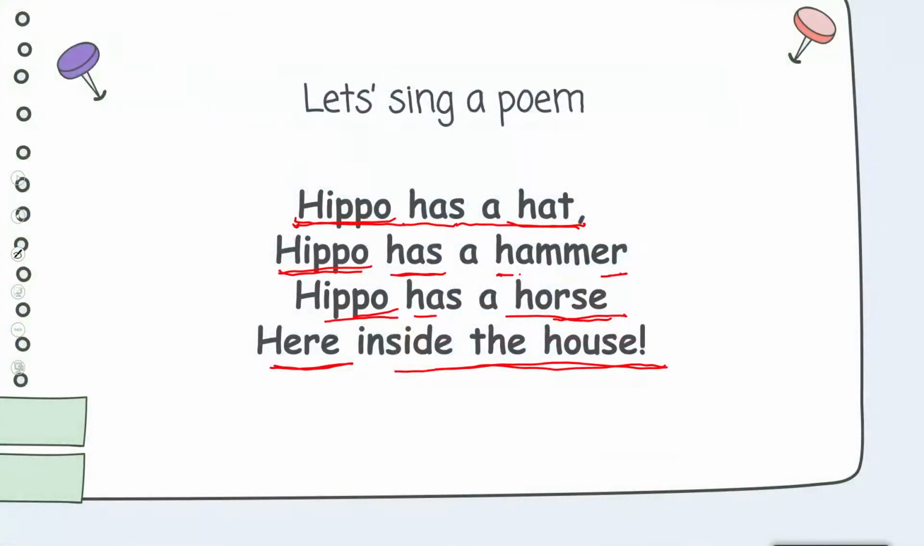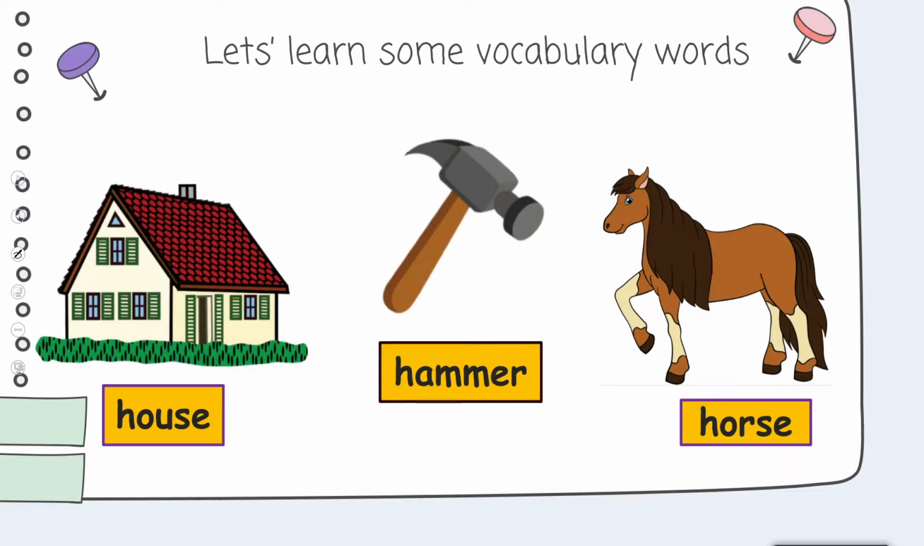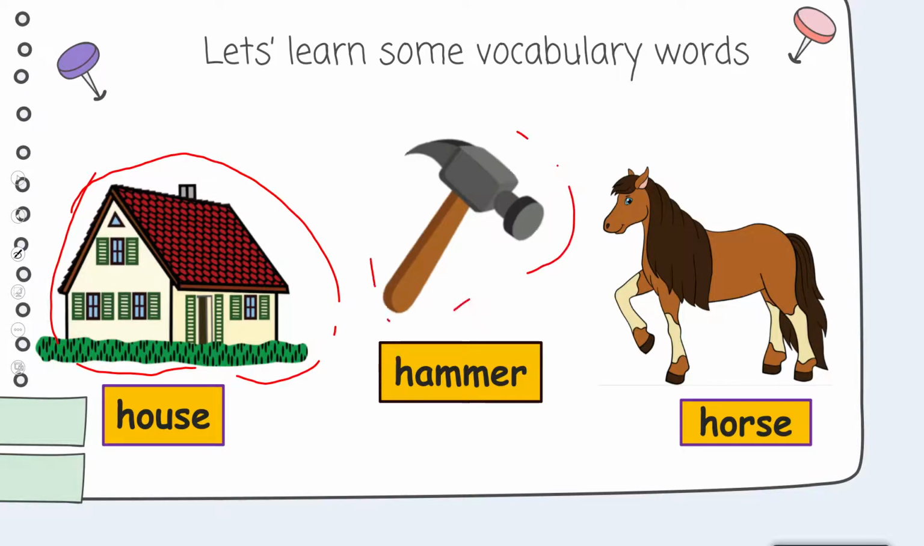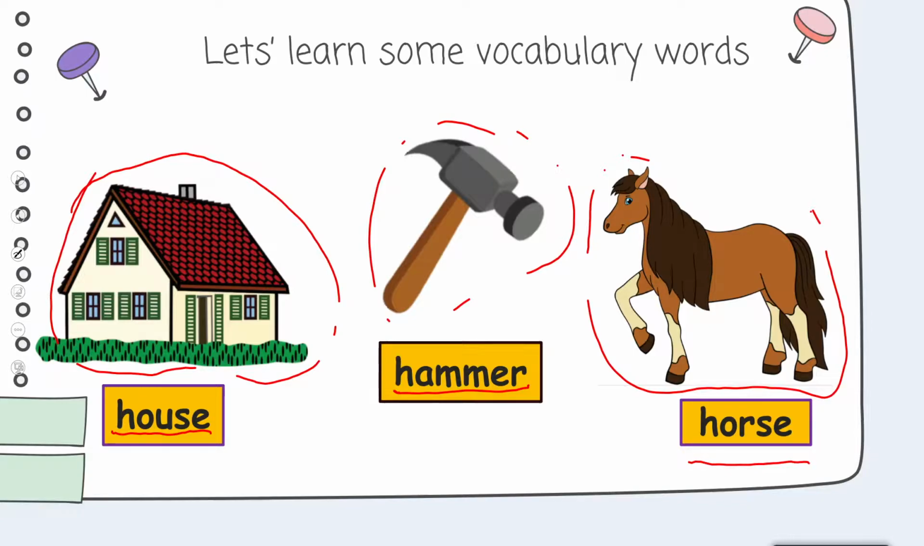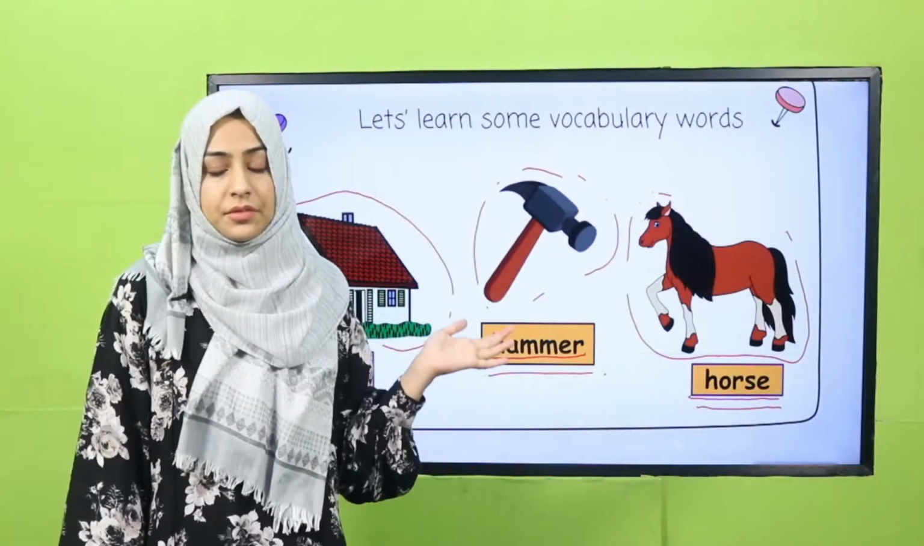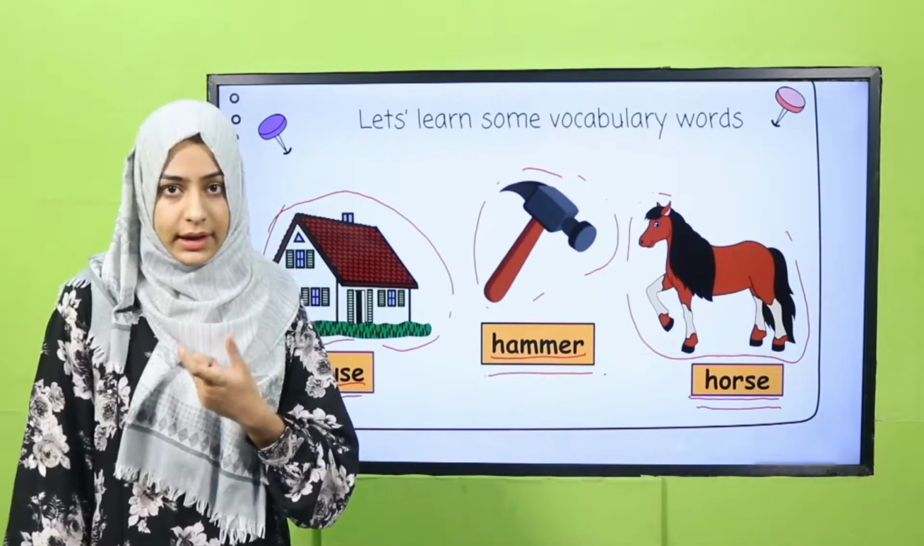Moving on, we have a few objects on the screen with the sound of H. So this is a house, as we all know about it, and it's a hammer. It's a beautiful horse. Let's read the spellings. House, hammer, horse. Again, house, hammer, horse. Okay, so we are done with the objects of the sound H.